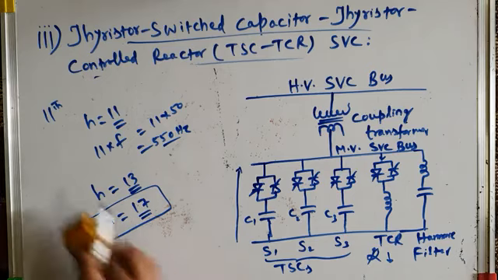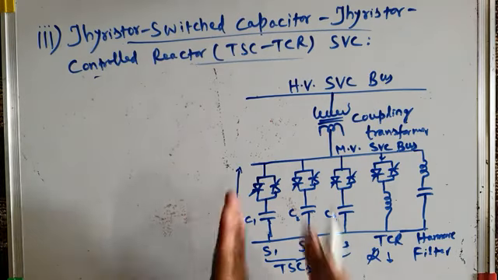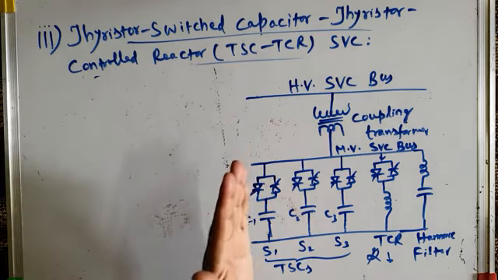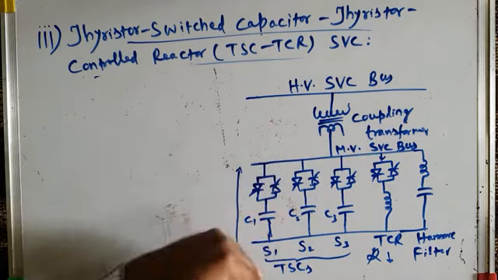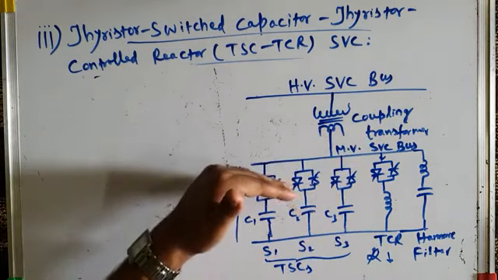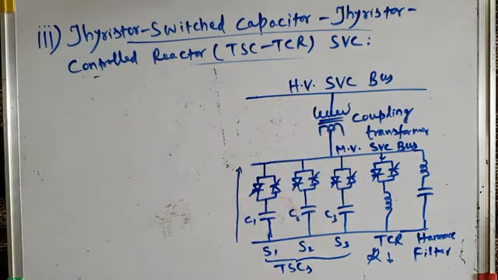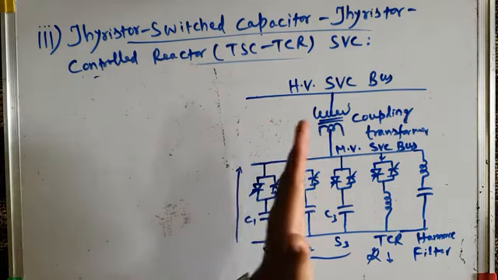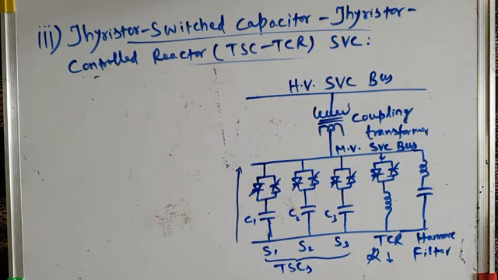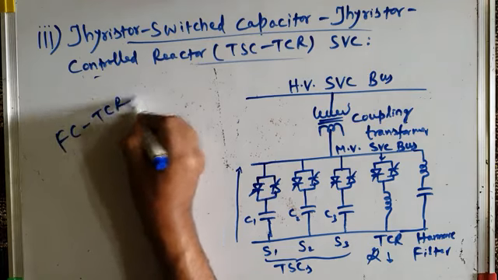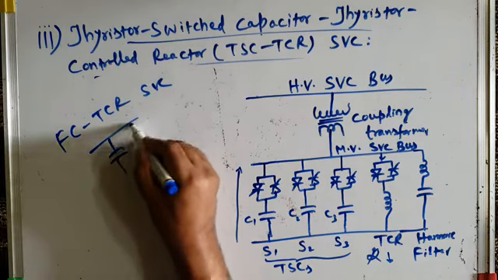So each TSC branch at fundamental frequency acts as an individual capacitive admittance and injects a desired amount of reactive power into the transmission line. But at particular harmonic frequencies, each TSC branch acts as a tuned filter for the suppression of those harmonic frequencies of transmission line current, which are there because of the TCR current flowing. Now, in case of FC TCR SVC, the capacitors were permanently fixed. There was no switching.